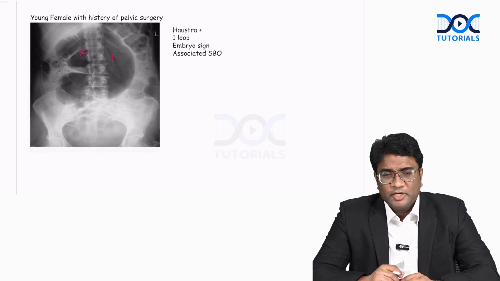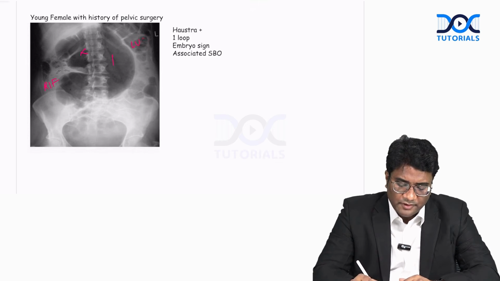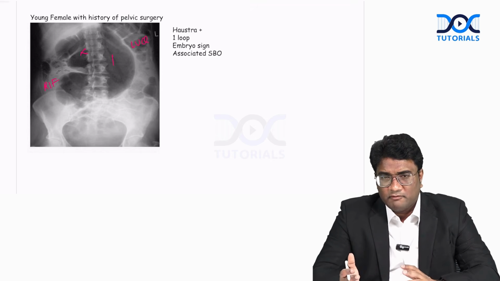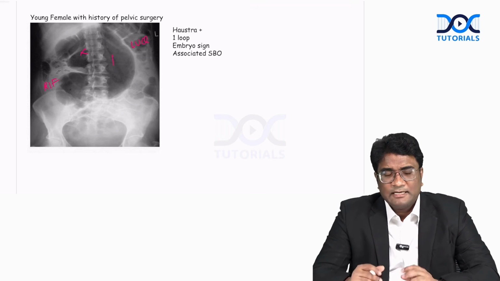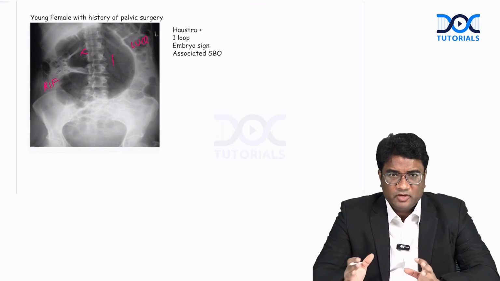abdominal radiograph. You see a coffee bean extending from the right iliac fossa to the left upper quadrant. And you will see the haustrations. And in front of the cecum, what do we have? The small bowel. So it will be associated with small bowel obstruction. Commonly seen in young females who are having some pelvic surgery done, hysterectomies or pregnancies.